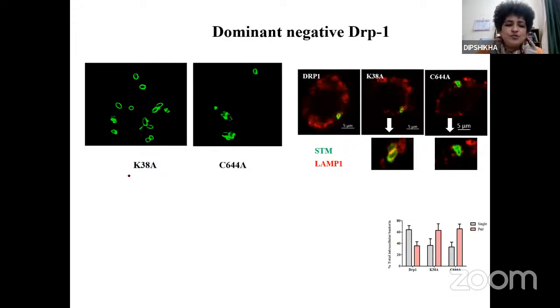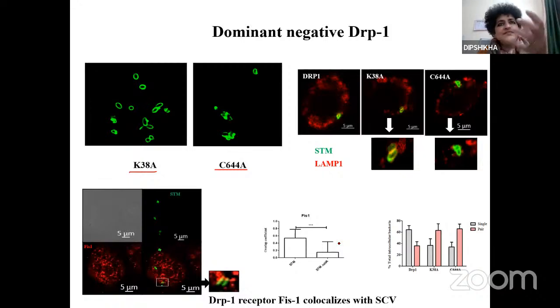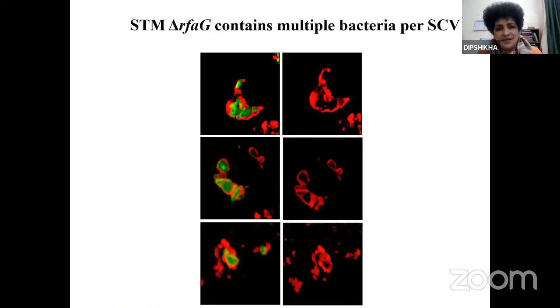We went further to look into all these mutants, but don't get worried about this. Once you prove something, you need to prove much more than that. You don't stop here. So you use a dominant negative DRP1, you use the catalytic mutant, and every time you do that, you see a similar phenotype. In a nutshell, the more bacteria in a vacuole, that means if there are 10 bacteria in one vacuole versus one bacterium in a vacuole, the bacteria die. That is the end.